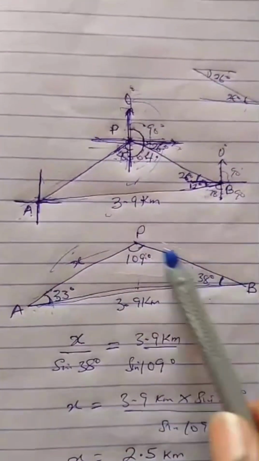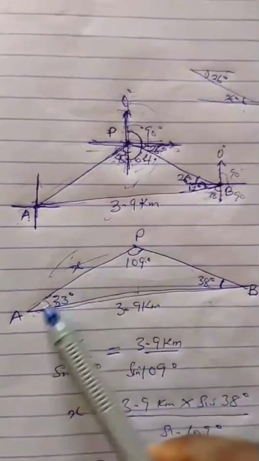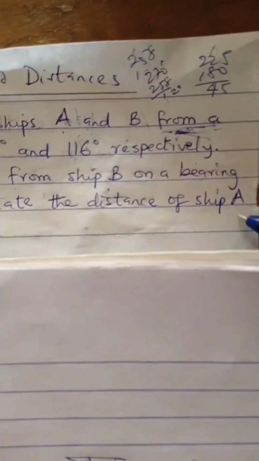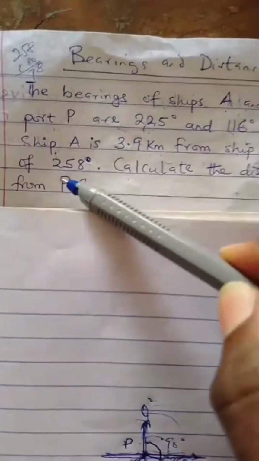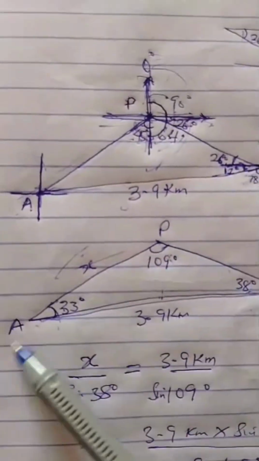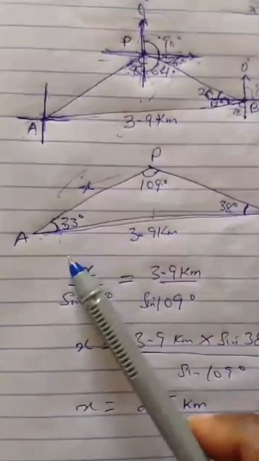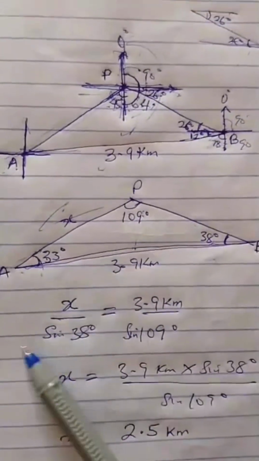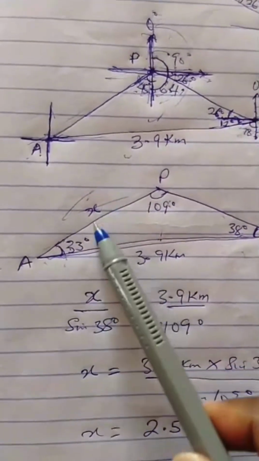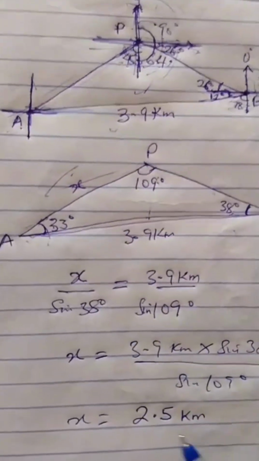So you have as much information as you need, because the question says you should calculate the distance of ship A from port P. We need to get this distance, ship A from port P. So apply your knowledge of the sine rule. Go and check it out. So X over that, so 2.5 km.